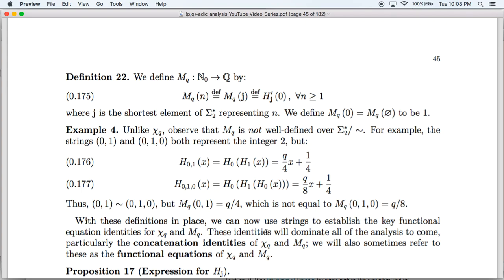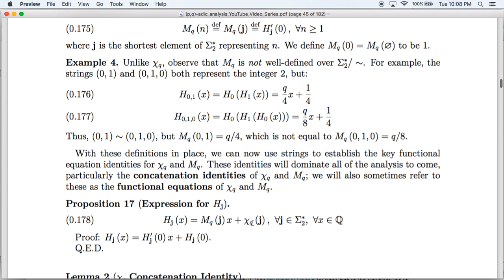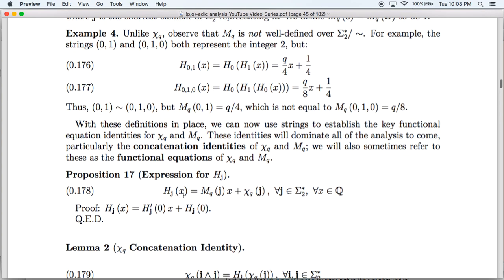So with these definitions in place, we can now use strings to establish the most important result in all of my work. It's these functional equations. I will call them the concatenation identities, specifically when talking about strings, or just the functional equations. So first, we're just going to work through the details. h bold j of x is equal to m_q of bold j times x plus chi q of bold j. This is just by definition of what this means and that means.